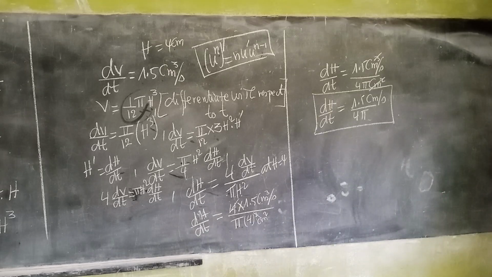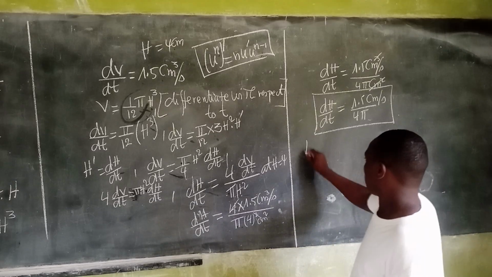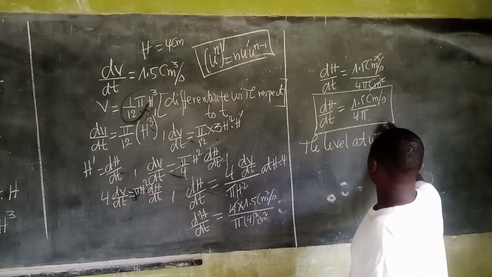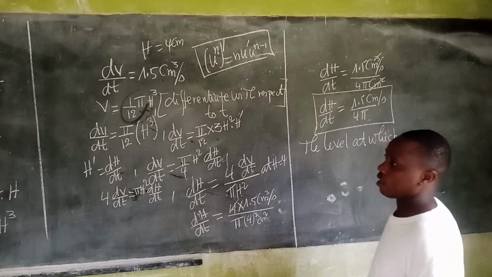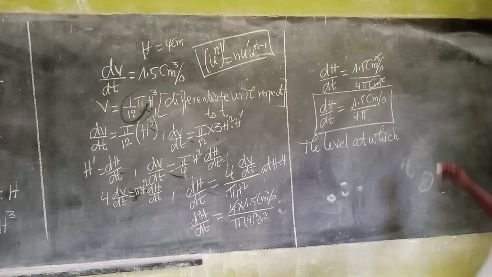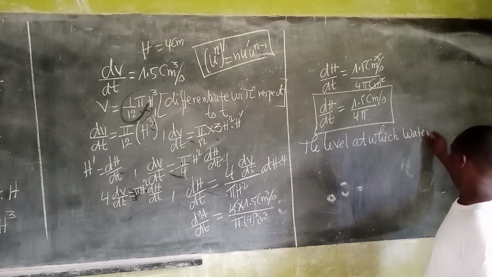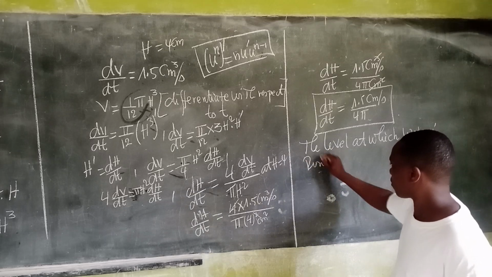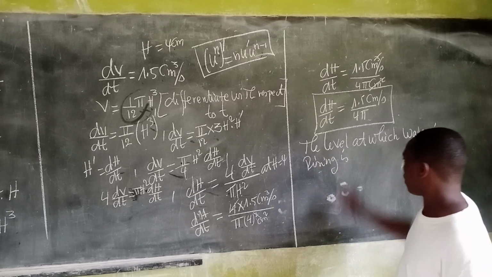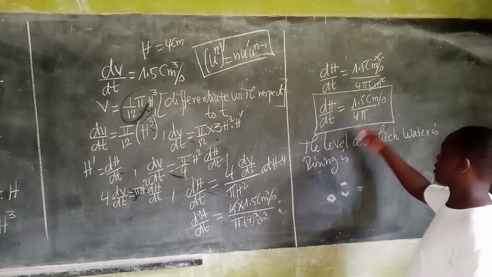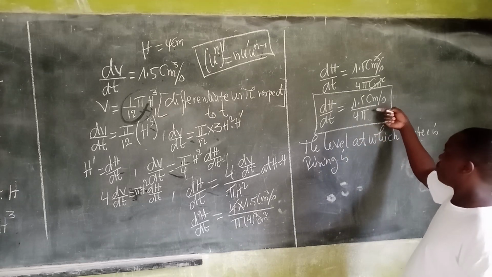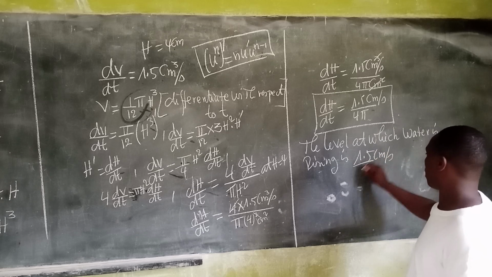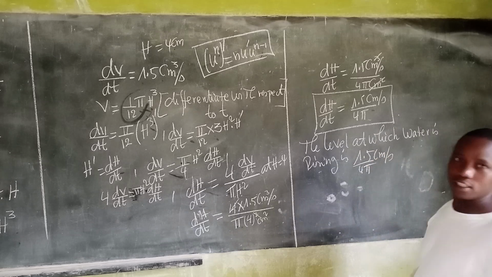This is the rate at which the water level is rising. You can use a calculator to work this out: 1.5 centimeters per second over 4 pi. That's it. Thank you.